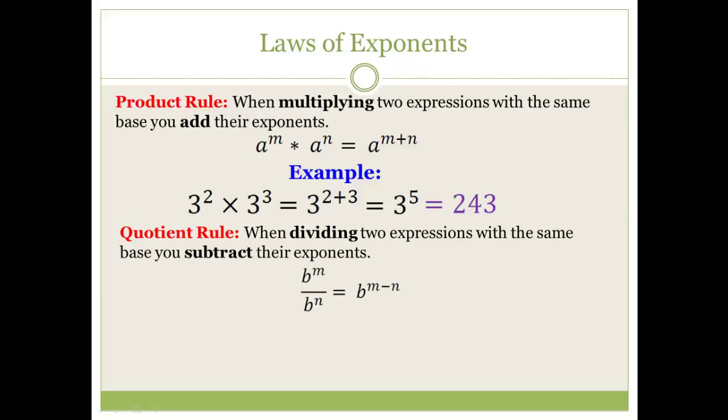The quotient rule states that when dividing two expressions with the same base, you can subtract their exponents. For example, 4 to the fifth power divided by 4 to the third power is just 4 to the 5 minus 3 power. This brings us to 4 squared, which is just 16. Keep in mind that these two rules only work when the bases are exactly the same.